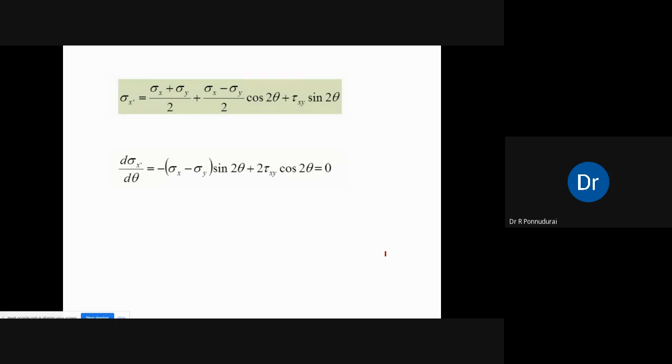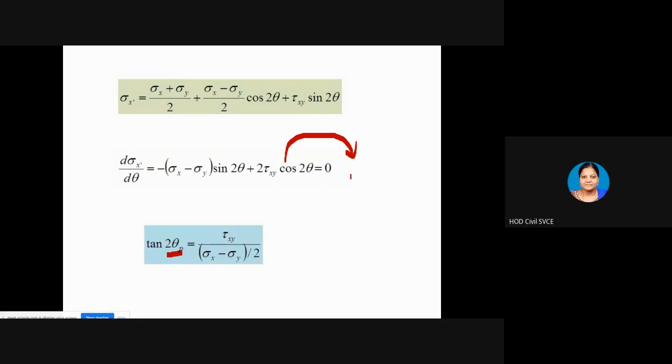Is it okay? From this you can calculate the angle of the plane at which the maximum and minimum stresses will be available. That is tan 2 theta p. If you take this expression to the right side, it becomes minus 2 tau xy cos 2 theta. So tan 2 theta, that is sin 2 theta by cos 2 theta, we can get this expression for tan 2 theta p.